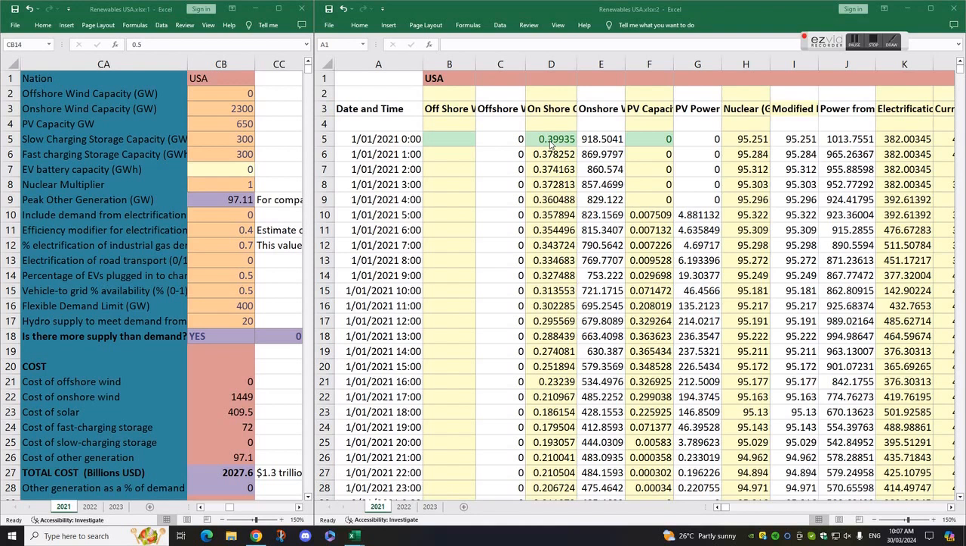a brief explanation of how it can be used to model putting different amounts of renewable energy into the grid and the results you'll get as you make those changes. The point of the model is that it is interactive. You are able to make changes to it.